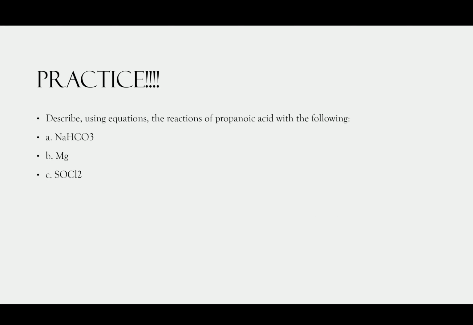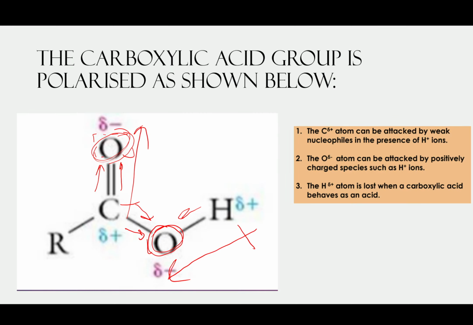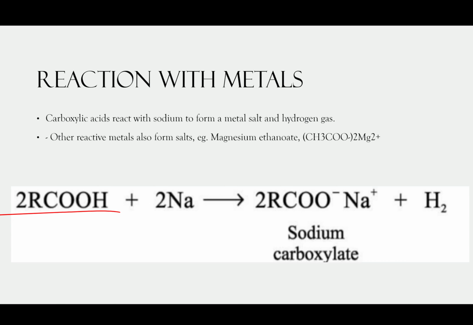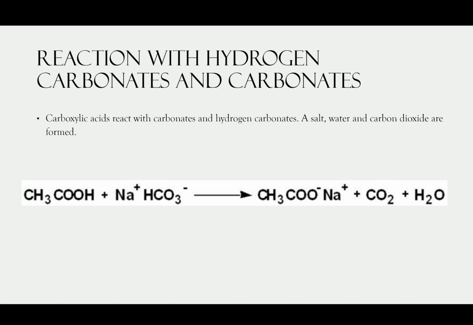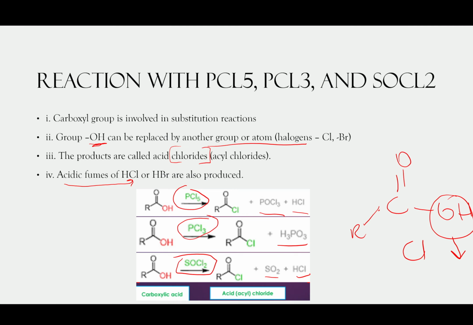Lovely. So those are the key points behind all of this. Thank you so much. We're looking at physical properties, chemical properties, reactions with sodium hydroxide, and reactions with reactive metals. So we're talking about group 1 and group 2 metals, the alkali metals and the alkaline earth metals. Please note that those are the reactive metals we're talking about. Mostly you'll see that in unit 2. Then reactions with carbonates, hydrogen carbonates, reactions with alcohols, and then the substitution reactions with phosphorus trichloride, phosphorus pentachloride, and thionyl chloride.